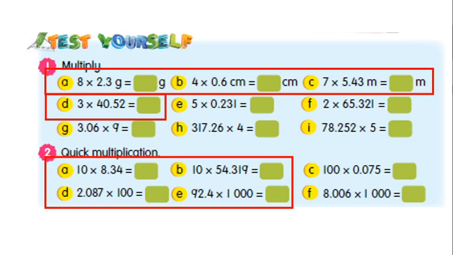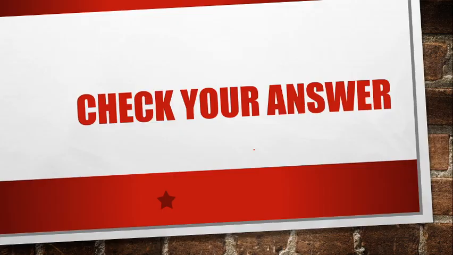So let's test yourself. I would like you to complete questions A, B, C, D, and for the quick multiplication I want you to complete questions A, B, D, and E. The questions that I put in the red box. Soalan yang cikgu letak dalam box merah tu. So pause the video and try to do it by yourself. After that, resume this video again, because I will give you the answer. Alright, I assume you have done your work. So this is the answer.